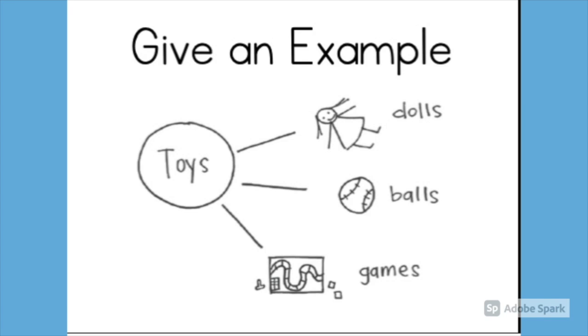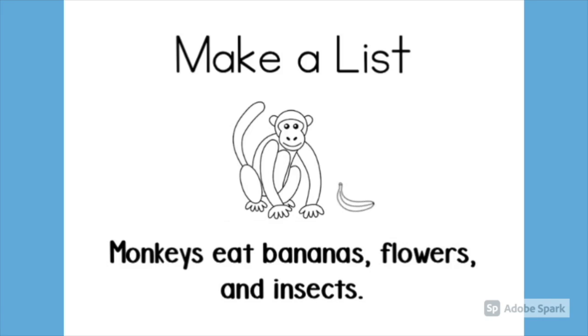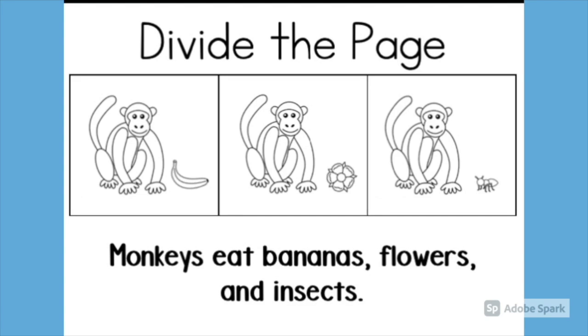Another way to teach our readers is by giving examples. So we can start by asking ourselves, what did I say that someone will want to know more about? And then we give at least 3 or more specific examples. We know that another way to teach our reader more about our topic is to make a list. Another way to teach more about our topic is to divide the page.